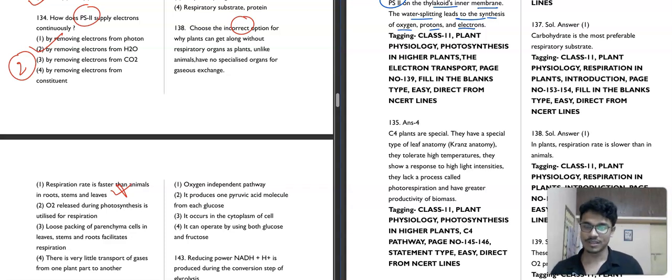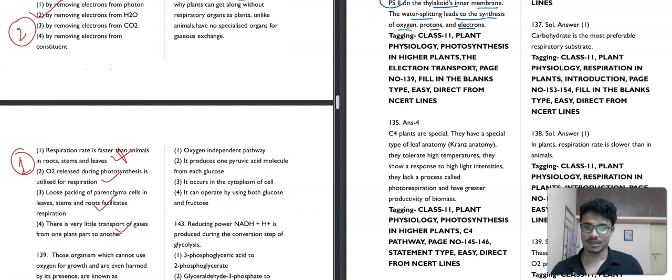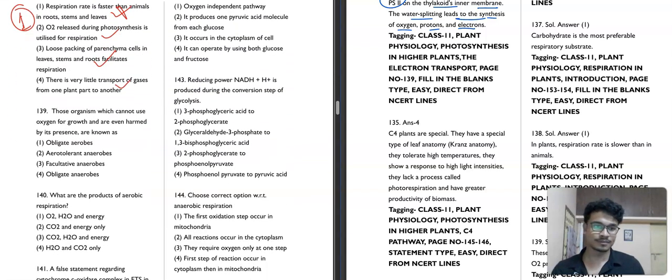Then O2 released during photosynthesis is utilized for respiration. Obviously, it is correct. Loose packing of parenchyma cells in leaves, stem and roots facilitates respiration. Correct. Then there is very little transport of gases from one plant part to another. It is also correct. The rate is very slow. So this is the incorrect one: respiration rate is faster than animals in root, stem and leaves. In plants, the respiration rate is basically slower. So the first option is the incorrect option, and it is our correct answer. Then question number 139.